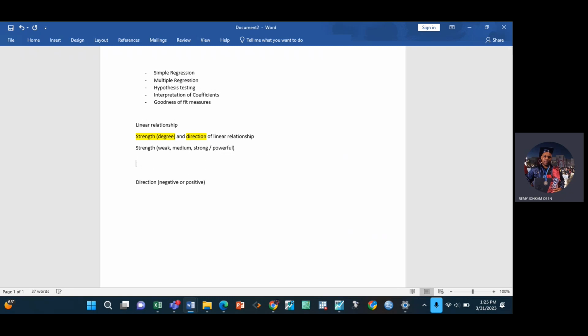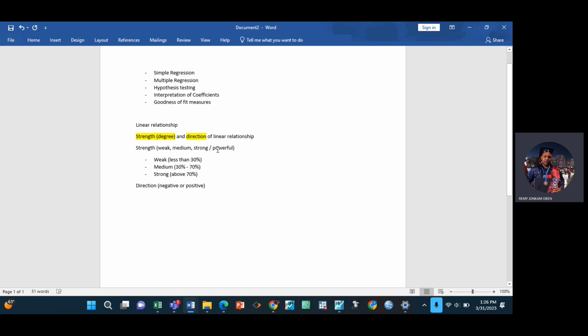But then, for the strength, how can we know if it is weak, medium, or strong? If it is weak, the correlation coefficient is less than 30%, that is less than 0.3. If it is less than 30%, then it is weak. If it is between 30% and 70%, it is medium. If it is above 70%, then it is strong, right?